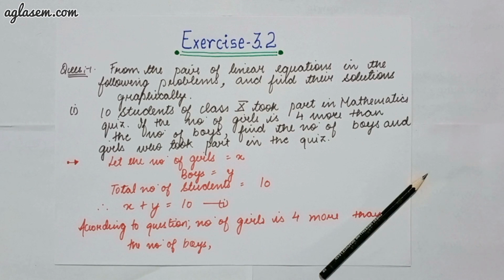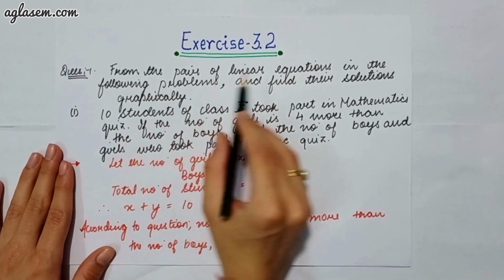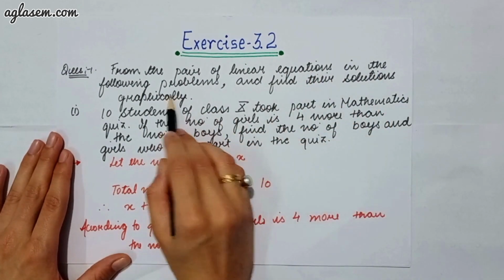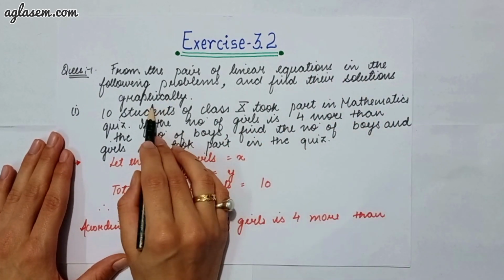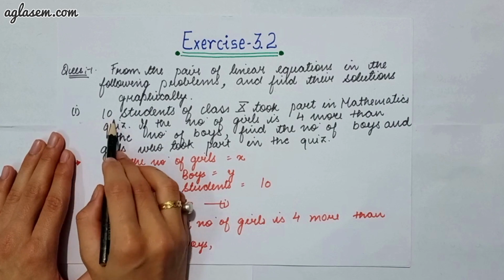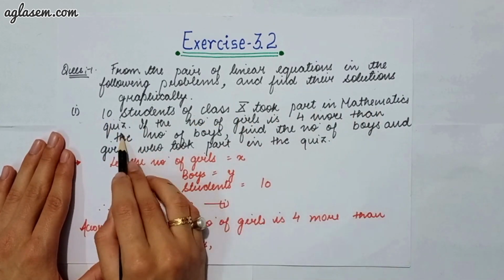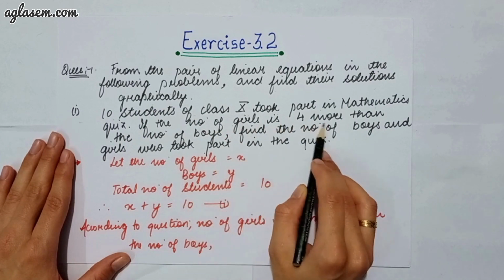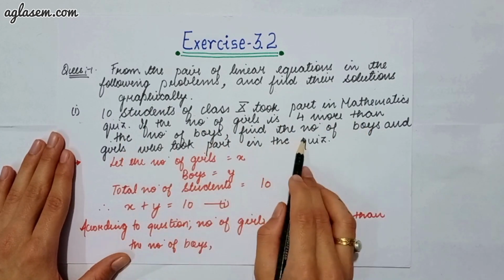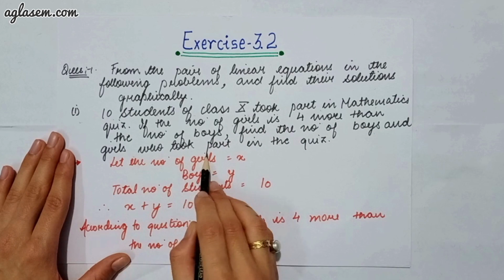Today we will be covering chapter 3, that is pairs of linear equations. Starting with the second exercise, 3.2, our first question says: form the pair of linear equations in the following problems and find their solution graphically. The first part says 10 students of class 10th took part in a mathematics quiz. If the number of girls is 4 more than the number of boys, find the number of boys and girls who took part in the quiz.